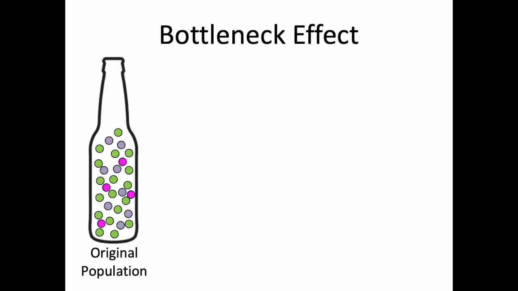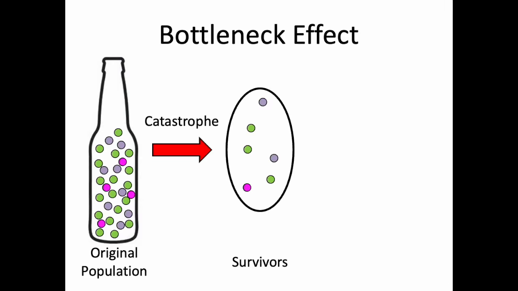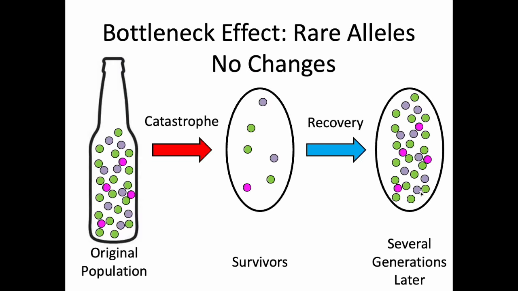Or, here's our starting population, catastrophe, recovery, looks pretty much the same. So sometimes this has no effect at all on things. The purple was still present, but it was kind of rare. You had some green, you had some gray, you had some recovery. Looks more or less like it did in the beginning. Any of these things can happen.